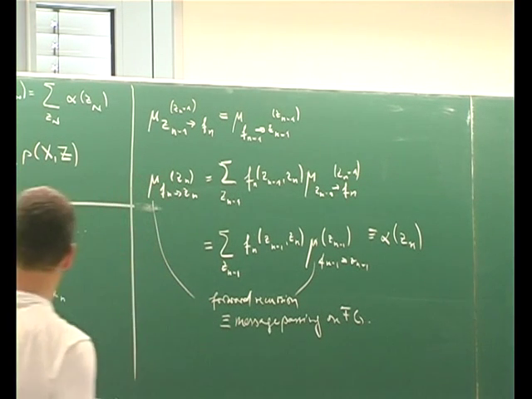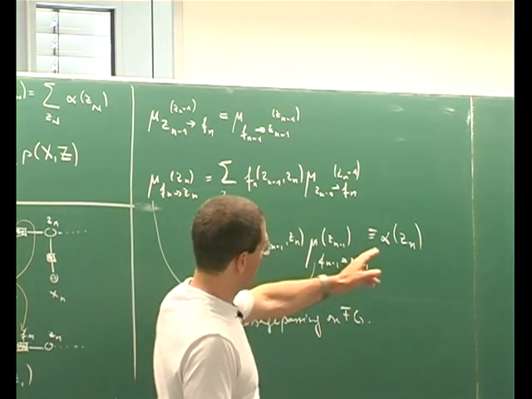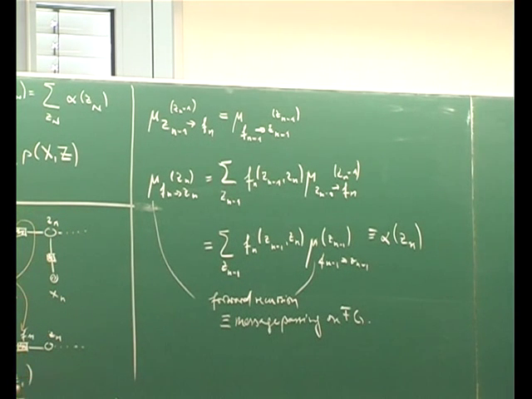And this relies on the first message being the same as in alpha recursion, and the update rule being the same. And if the first message is the same, if the update rules are the same, then the overall result is going to be the same.